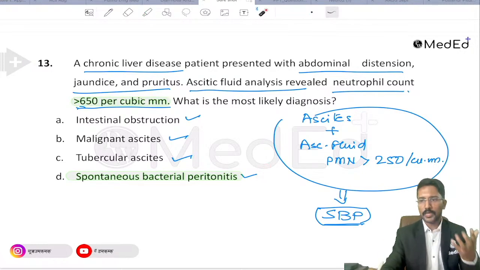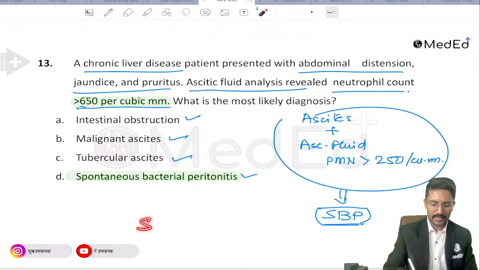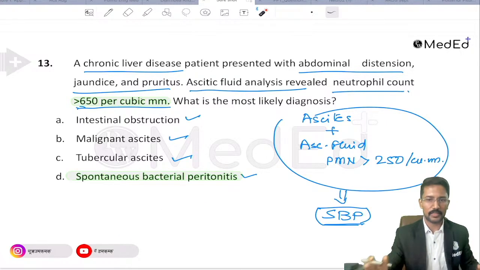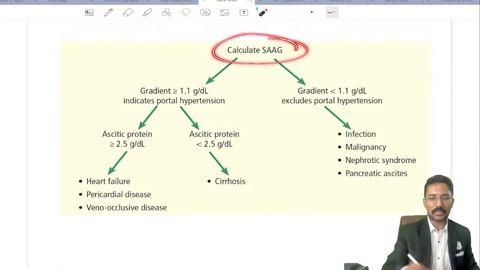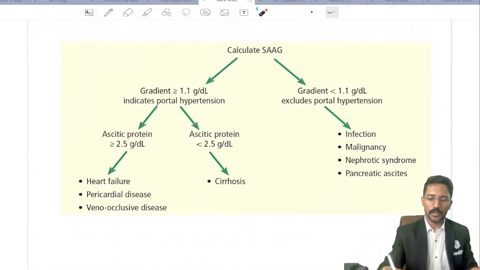I hope you are very much familiar with what is called the SAG score for distinction between the causes of ascites. Because of the lack of time, I'm not getting into those details, but those who don't know, I would strongly recommend that you spend some time with the SAG score, because mostly MCQs are going to come from it. At least one MCQ we can expect on a SAG score.